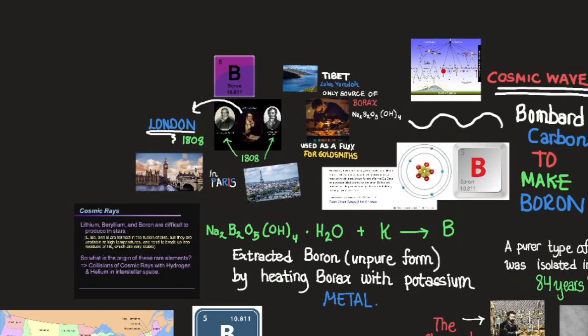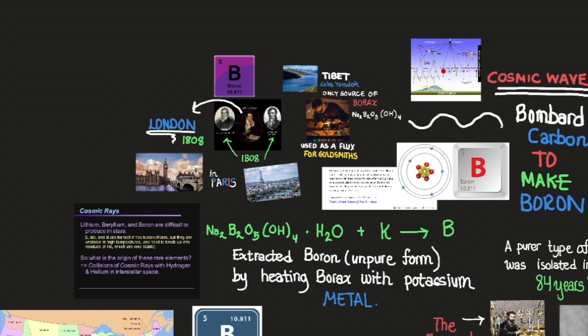So here we have the formula that these individuals probably used or interacted with, and here we have borax, the formula for borax, and water, and it's mixed with potassium, and the result is an impure form of boron. So they extracted boron in impure form by heating borax with potassium metal.